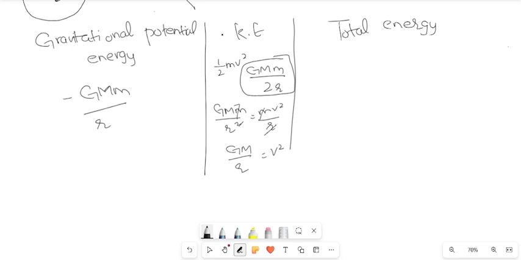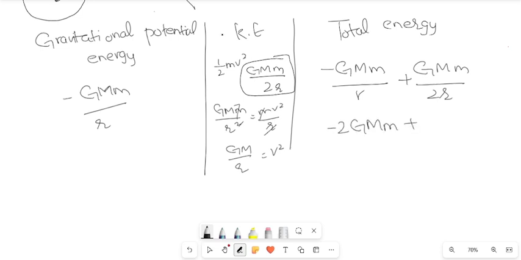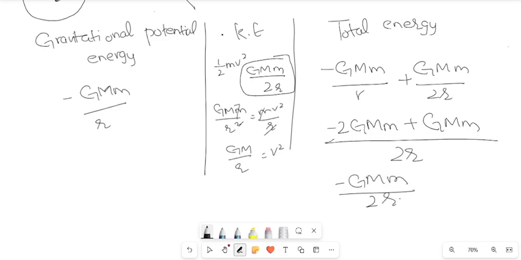Now what do we mean by total energy? Total, obviously it's the sum of these two. So I can just say minus GMm over r plus GMm over 2r. We have to make the denominator the same, so minus 2 GMm plus GMm over 2r, and you get minus GMm over 2r, and this is your total energy. I took LCM, I got 2 here, and that is it.